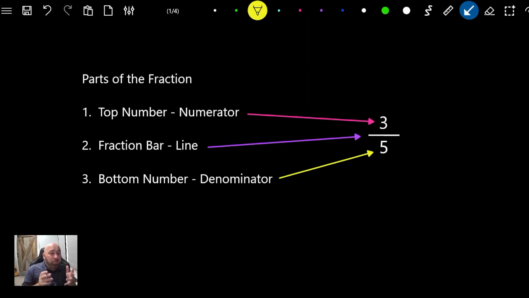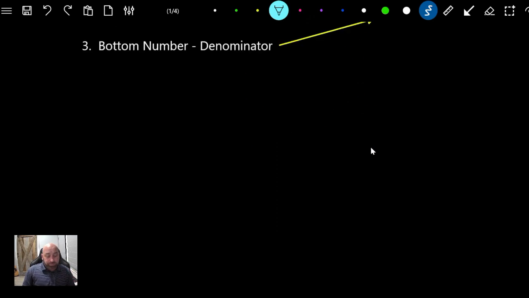More than likely, you probably already know those 3 parts. But it's very important because in these videos, I'll say something like in the numerator or in the denominator of this fraction, or what does the fraction bar mean? I'll say things like that, and you'll have to know what each one of those pieces means. So there you go. Make sure that you know the different parts to the fraction. Numerator, top number, fraction bar, that's the line that separates them, and then the bottom number is called the denominator.